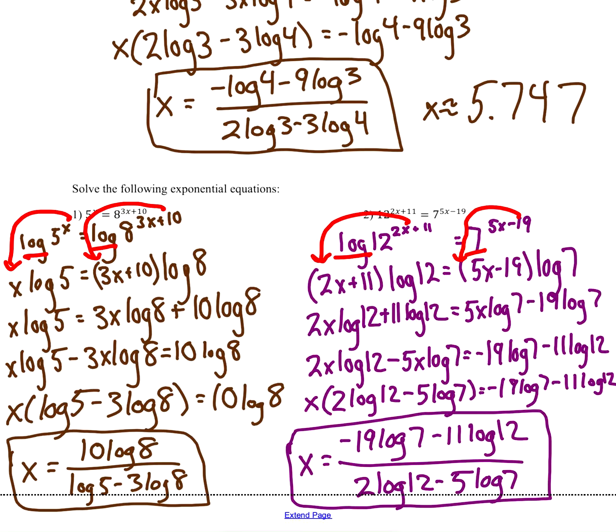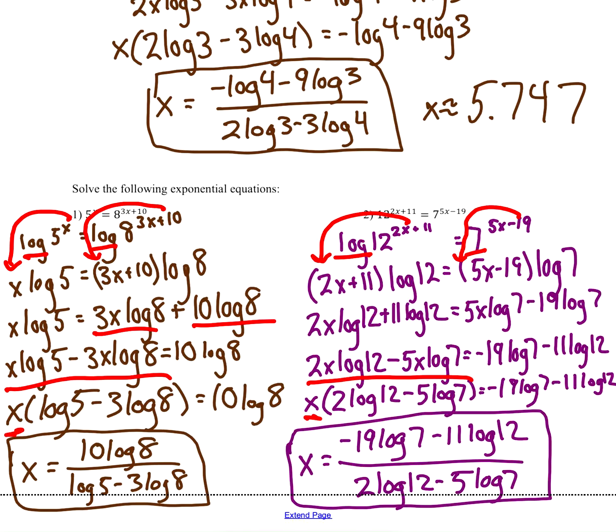Remember your parentheses. If it's more than one term, then you would multiply that coefficient with the log. Make sure you distribute that in there. As you'll see, I'll do it for number 1. That 3x gets multiplied by log 8, and that 10 also gets multiplied by log 8. And you would want to get your variables all on one side. So I get my x's all on one side there. My x's are all on one side here. You need to factor out that x so we can get only one x shown on that left side.